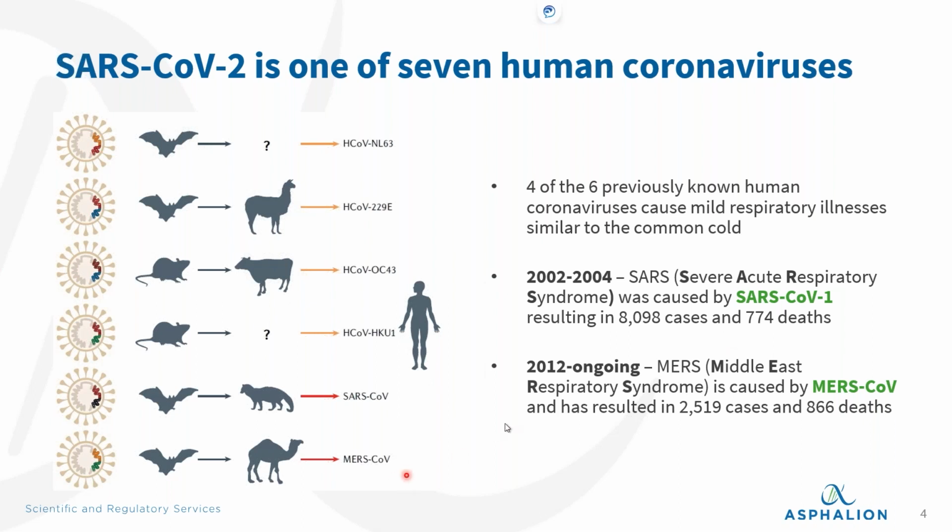The second major outbreak of a novel coronavirus before this one occurred in 2012, and this was MERS, Middle East Respiratory Syndrome, which was caused by the MERS coronavirus. And this is actually technically an ongoing outbreak. There are still cases observed every year since 2012. And this has resulted in over 2,500 cases and nearly 900 deaths.